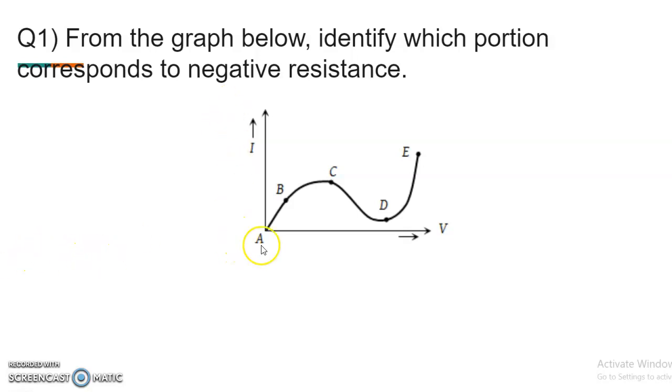It is an IV graph and we know that the slope of this graph will give us the resistance. So whichever portion of this graph has a negative slope will correspond to negative resistance. From this graph, we see that the CD portion has a negative slope and therefore it is going to have negative resistance. The answer is CD.